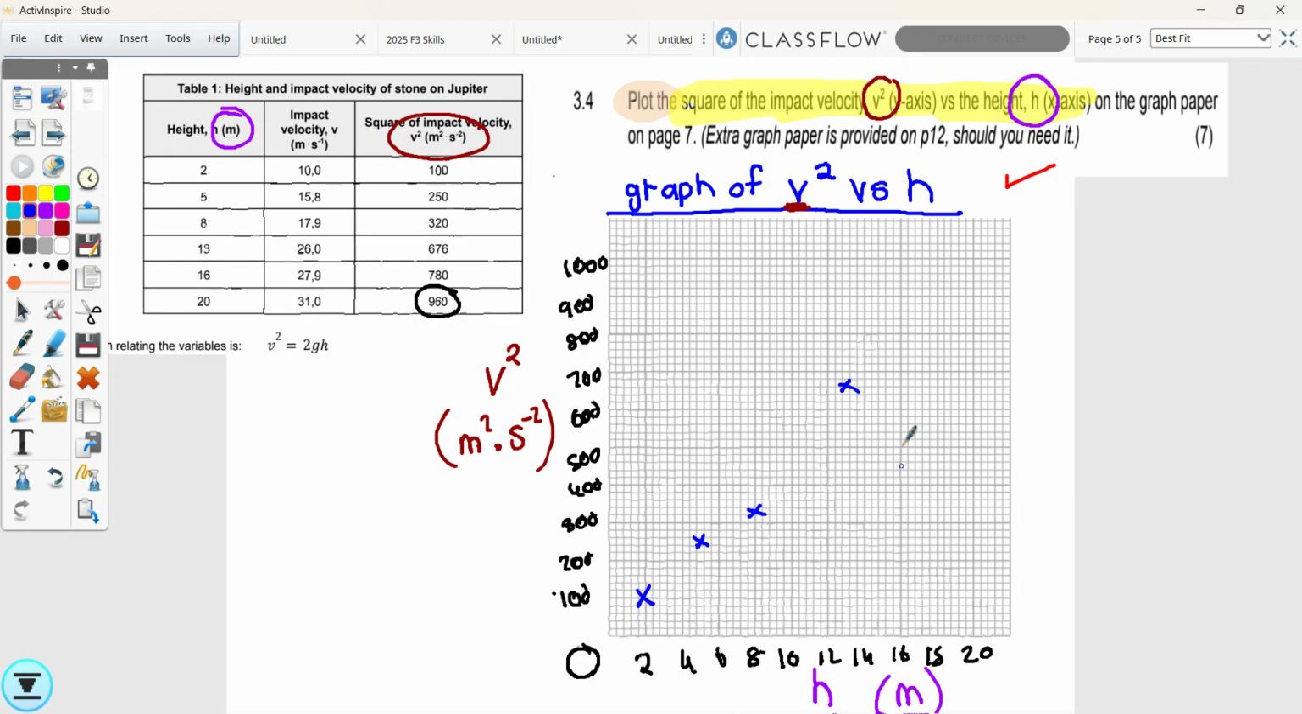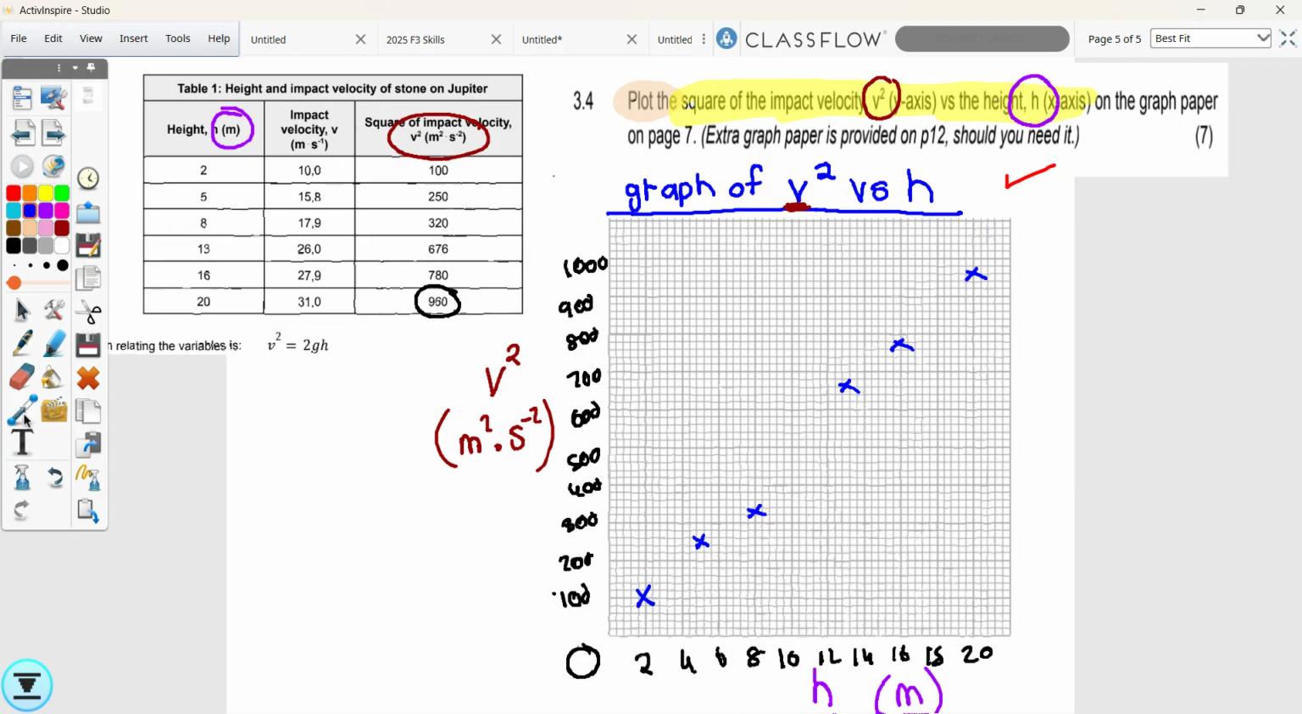16 is 780. So for 16, there's 700. 750 would be halfway. 780 would be about there. Then 20 is 960. Yeah, 20 is 960, so it's just over halfway, so it's about there. Now you can see your points are not perfectly in a straight line, and we try not to give you a perfect straight line because it's an experiment. We want to see the trend.